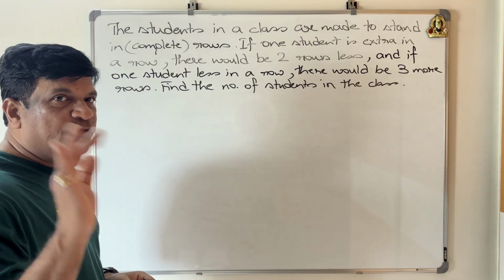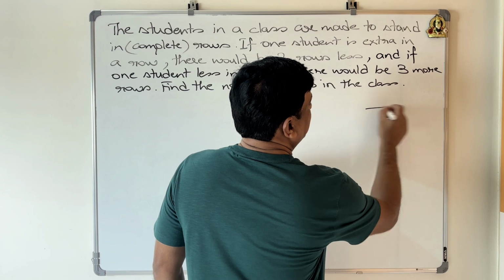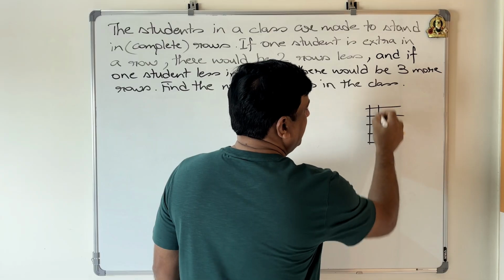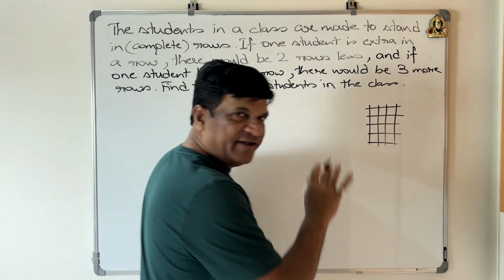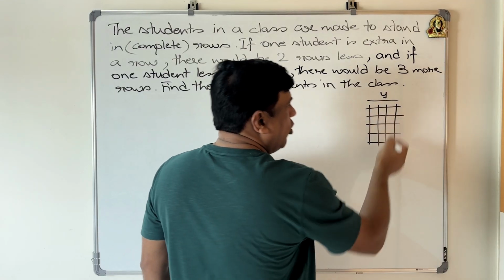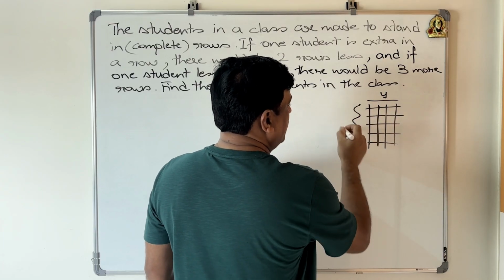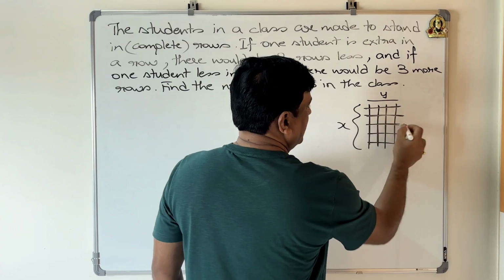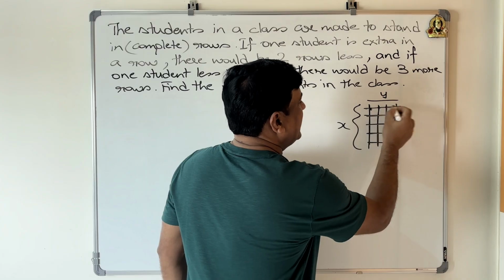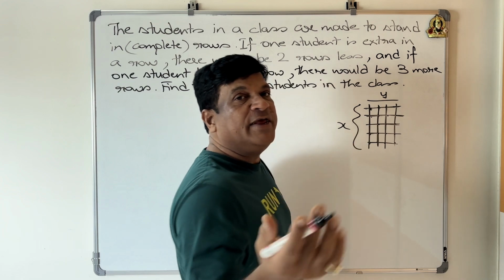What do you mean by complete rows? Complete rows means there will always be students. For example, if I take 1, 2, 3, 4, 5, there are 5 rows like this, and there will be, say, 4 columns. Just for an example. So you have, say, Y columns. These are columns and these are rows. When they say complete rows, you have a student standing at each position. That is what they mean by complete rows.